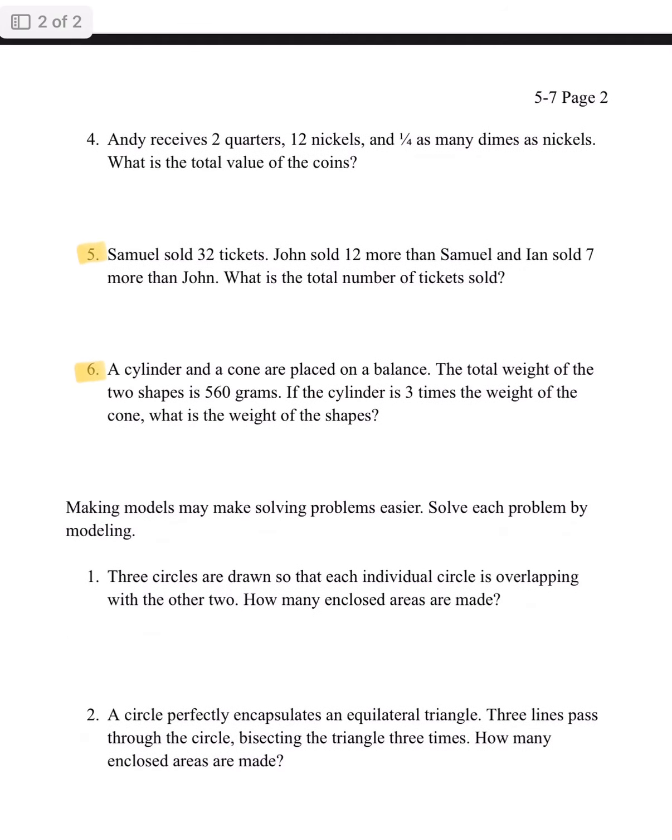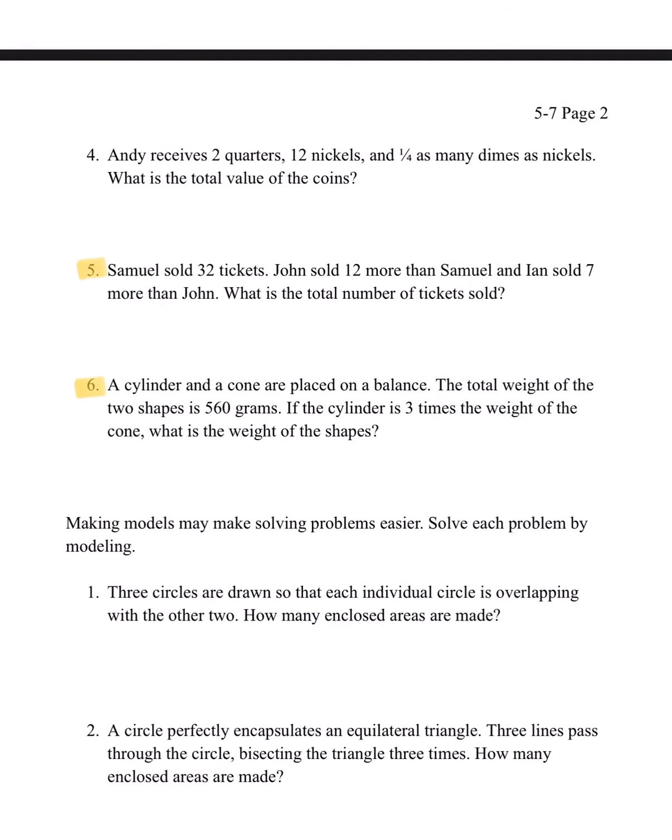And for page 2, we're going to move on. I'm going to be going over 5 and 6. So number 5, it says, Samuel sold 32 tickets. John sold 12 more than Samuel, and Ian sold 7 more than John. What is the total number of tickets sold? So Samuel sold 32 tickets, we know that. John sold 12 more than Samuel, and Ian sold 7 more than John. And we have to find the total number of tickets sold.